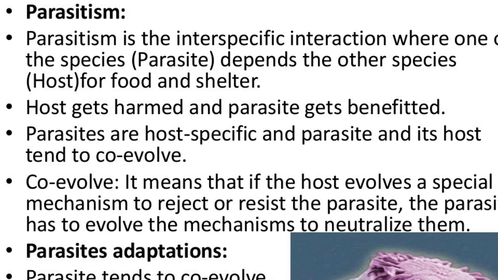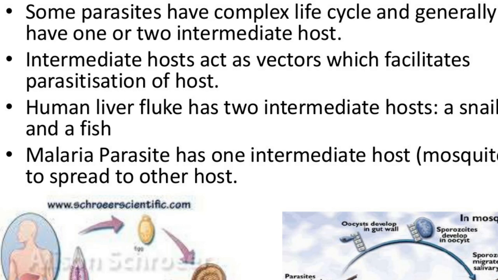Parasite adaptations. Some parasites have a complex life cycle and generally have one or two intermediate hosts. Intermediate hosts act as vectors which facilitate parasitization of the host. The human liver fluke has two intermediate hosts, a snail and a fish. The malaria parasite has one intermediate host, a mosquito, to spread to other hosts.